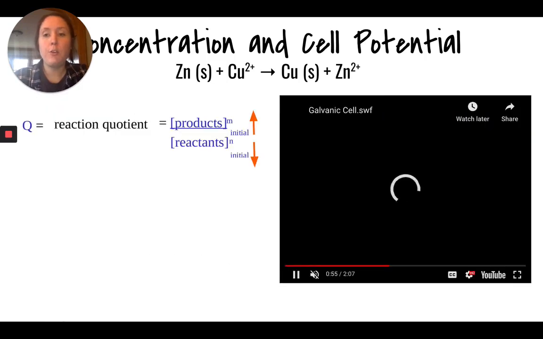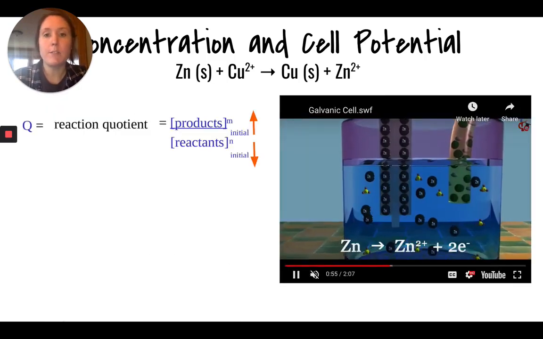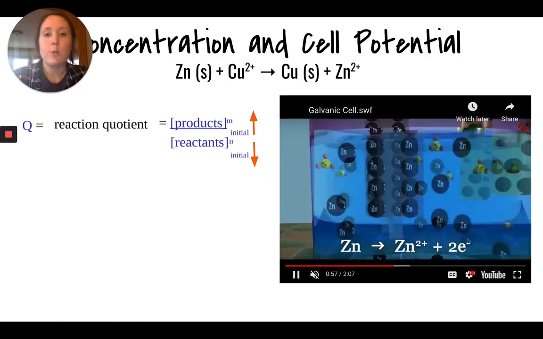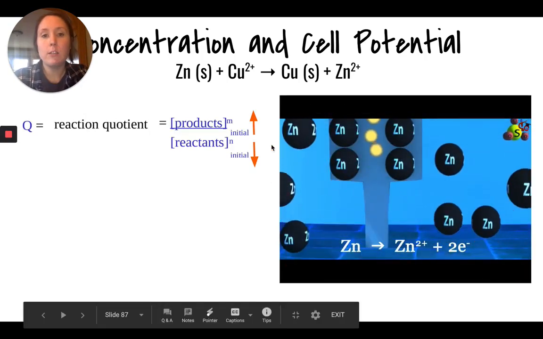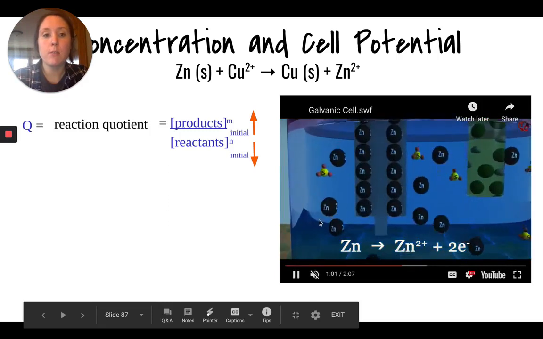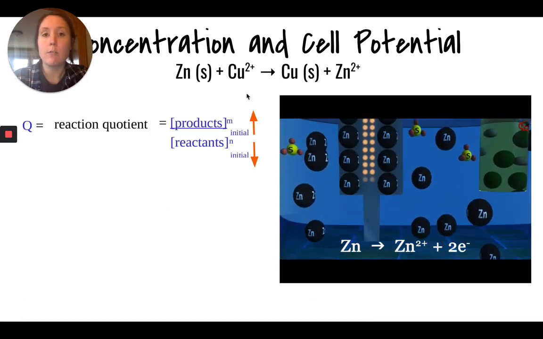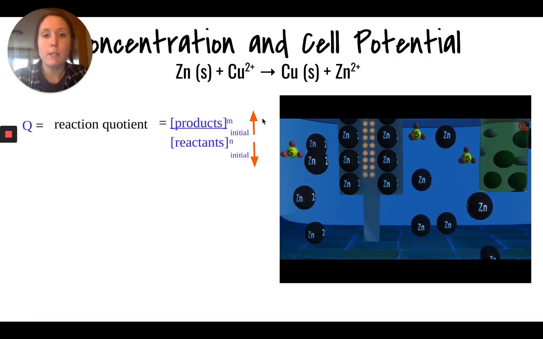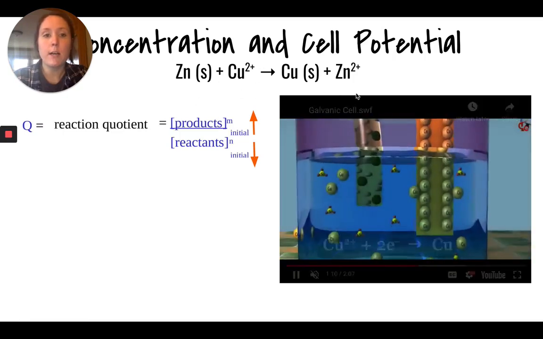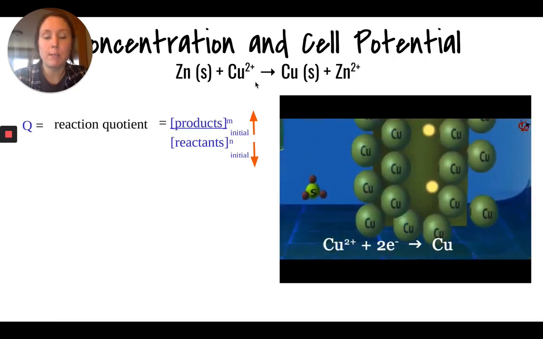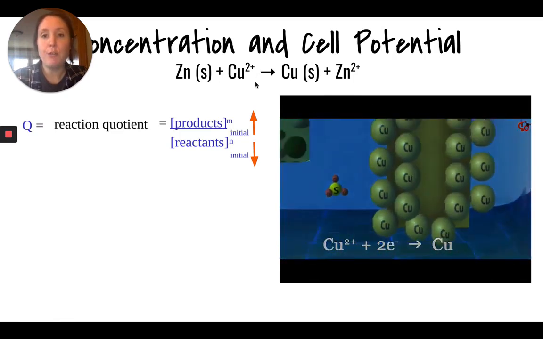So again, Q, that reactant quotient, is products divided by reactants. So over time, reactants are decreasing in solution. My zinc is reacting away, my copper ions are getting reduced, and my products are increasing. I'm forming more zinc ions and I'm forming more copper solid. So Q increases.